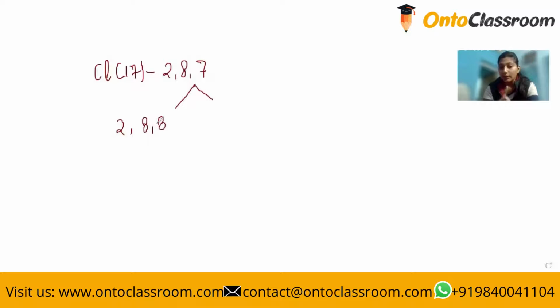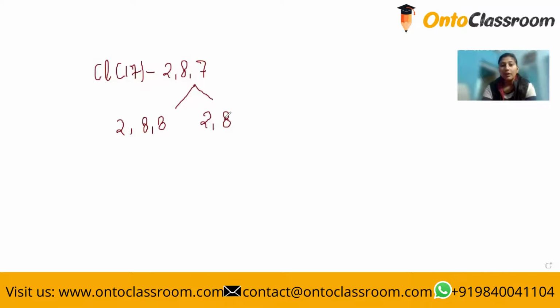If I take the example of chlorine, the atomic number of chlorine is 17. The electronic configuration of chlorine is 2, 8, 7, so it also has two options. Either it can form 2, 8, 8 by gaining 1 electron, or it can form 2, 8 by losing its 7 electrons. As we know, chlorine is a non-metal and it has a very high electron gain enthalpy.